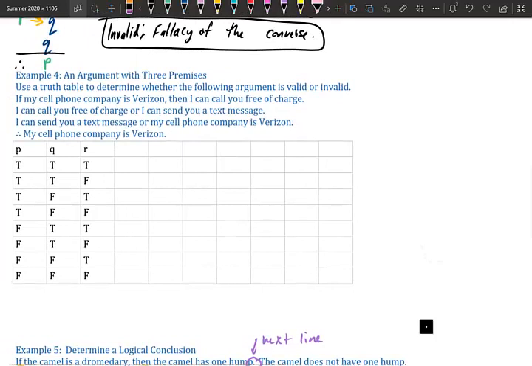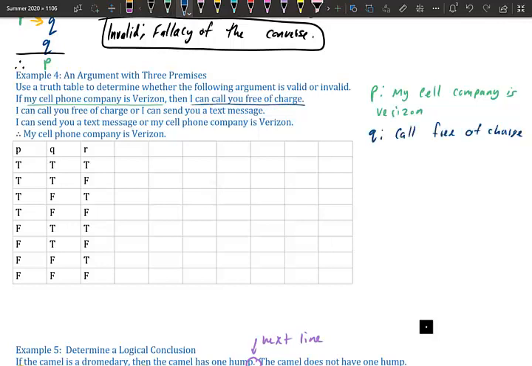All right, so if my cell phone company is Verizon, so P is cell company is Verizon, then I can call you free of charge. So that's our Q, call free of charge. If I can call you free of charge, so that's Q, nothing's changed there, or I can send you a text message. That's a new subject, so that's R. So send a text. I can send you a text, so that's our R, or my cell phone company is Verizon. That's P. Therefore, my cell phone company is Verizon. So that's P.